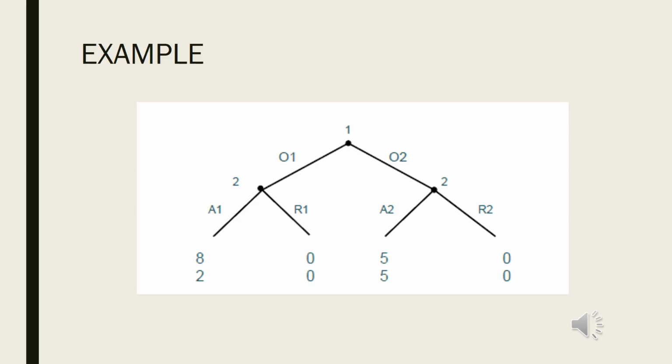A1 will produce a utility of 2 and R1 of 0. In turn, A1 will give a utility of 2 to player 1 and R1 of 0. Instead, if player 1 chooses O2, player 2 must choose between A2 and R2. The first option will give her a utility of 5 and the other player 3. R2 will report a profit of 0.